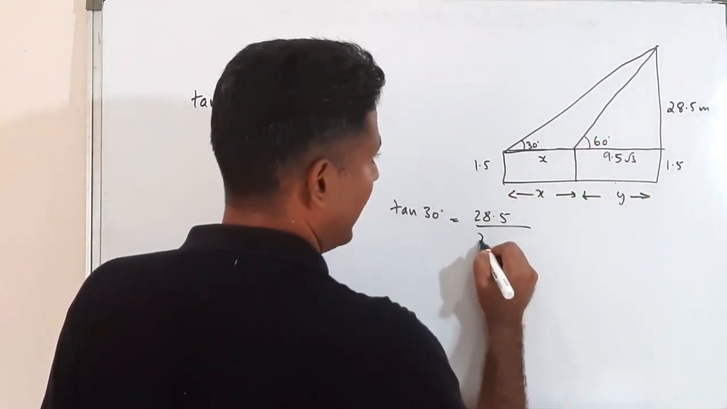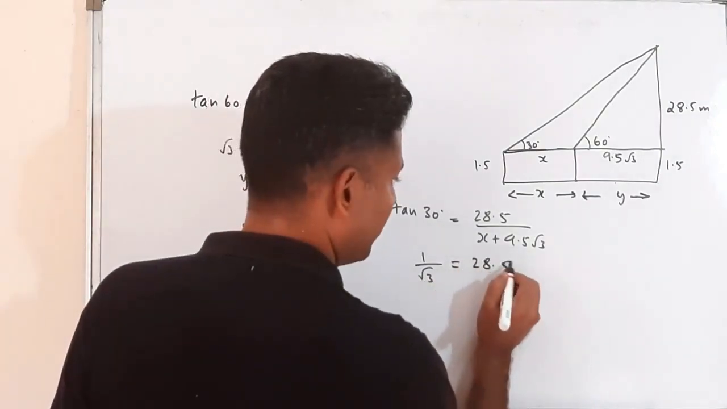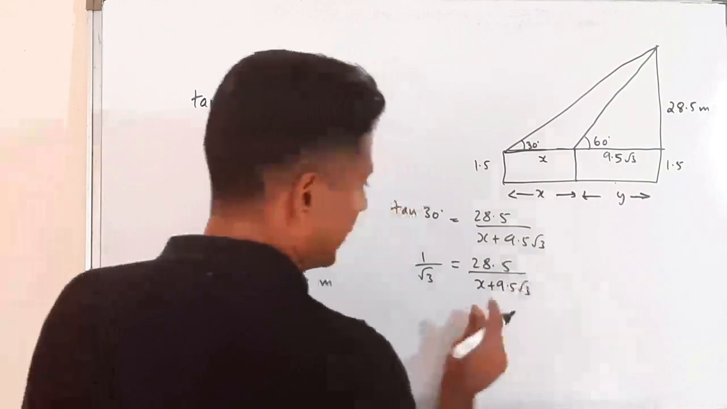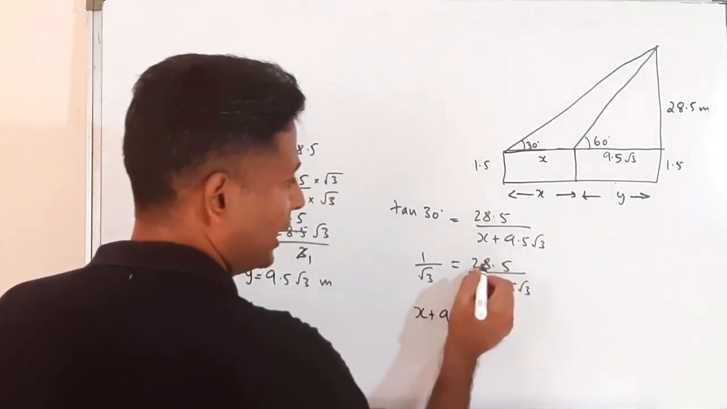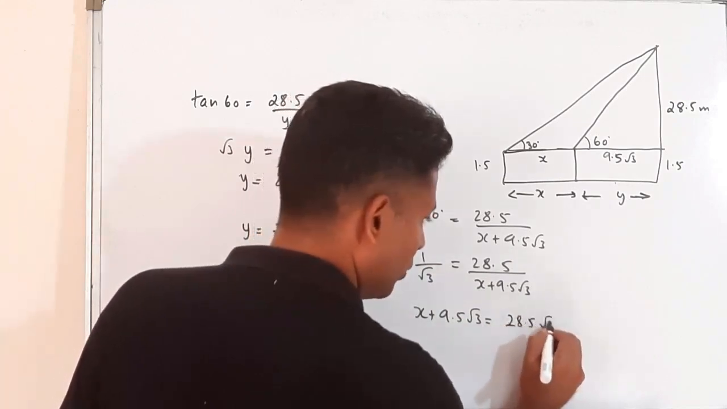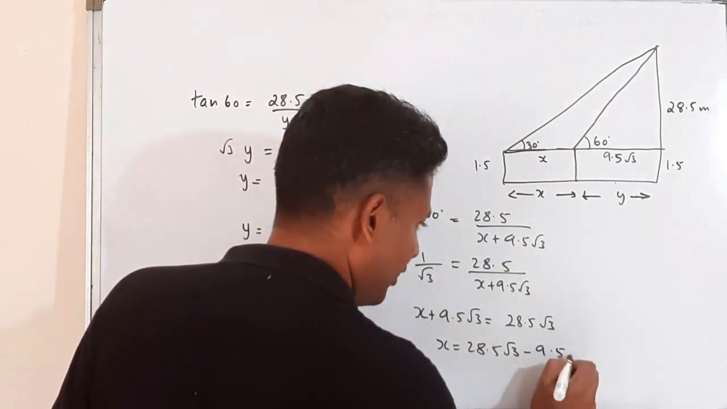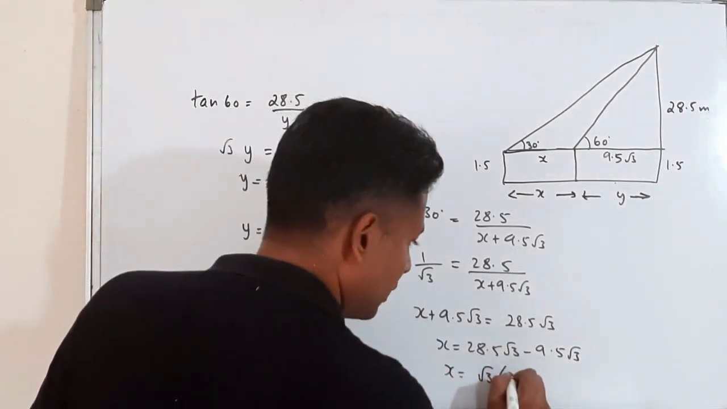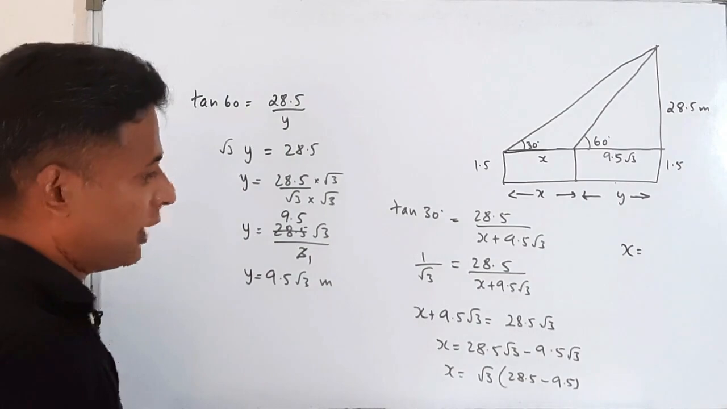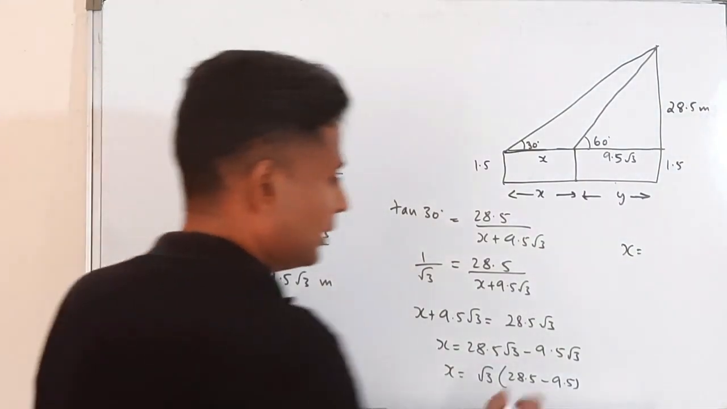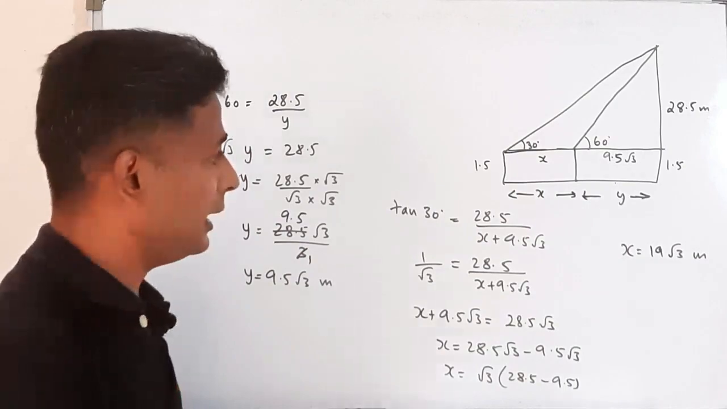28.5 by x plus 9.5 root 3. Now tan 30 is 1 by root 3, equal to 28.5 by x plus 9.5 root 3. Transposing, x plus 9.5 root 3 equals 28.5 into root 3, 28.5 root 3. So transposing this now, x equals 28.5 root 3 minus 9.5 root 3. So we can take root 3 common, we get (28.5 minus 9.5) root 3. So x equals 19 root 3 meters. So the distance traveled towards the building is 19 root 3 meters.